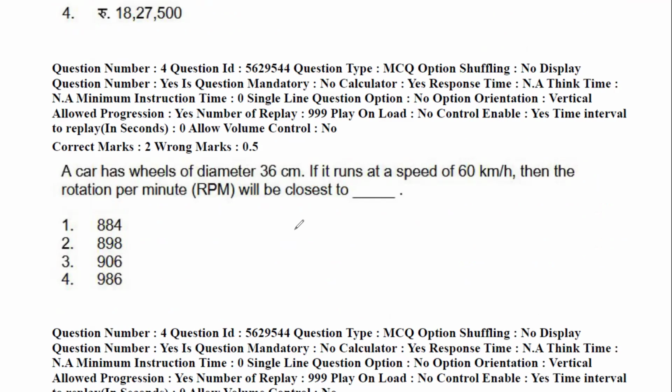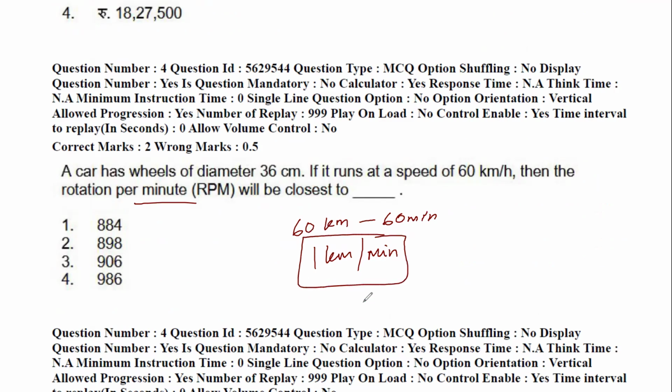If it runs at a speed of 60 kilometers per hour, that is 60 kilometers in 60 minutes, correct? Then we need rotations per minute. So that means it's 1 kilometer per minute, which reduces from 60 kilometers per 60 minutes, okay? And then we have to find out how many rotations.